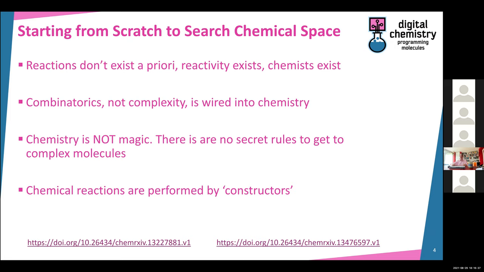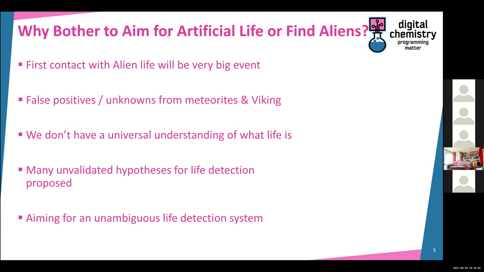So why should we bother to care about the origin of life, and look for aliens and things like that? Well, there are a number of reasons. The first is that contact with alien life is going to be pretty big. There are lots of false positives out there. We don't know what to look for. And we don't really have a universal understanding of what life is. If I ask some of you students, what is a life form? What do you say is alive and not alive? There'd be quite a lot of argument about what you would call alive or not. So we don't have an understanding of what life is. We also don't have a really good way of getting a hypothesis for life. And what I want to do is make a life detection system that can be for sure able to detect a new life form, whether it's made in the laboratory or discovered in the universe.